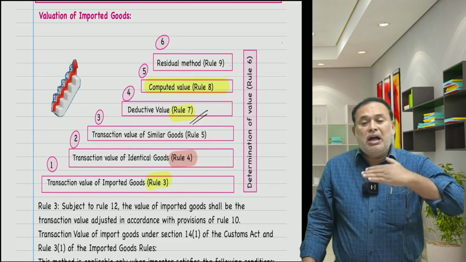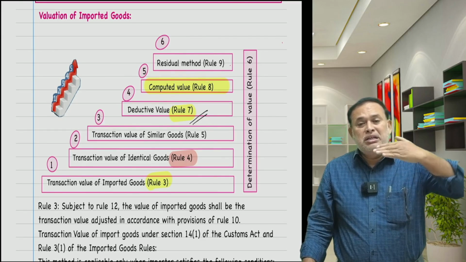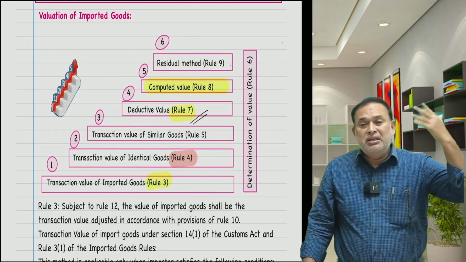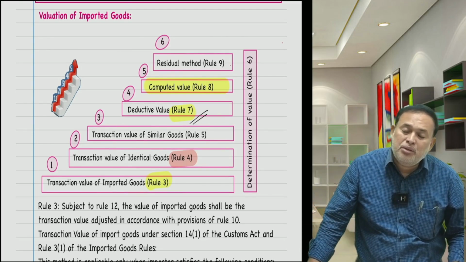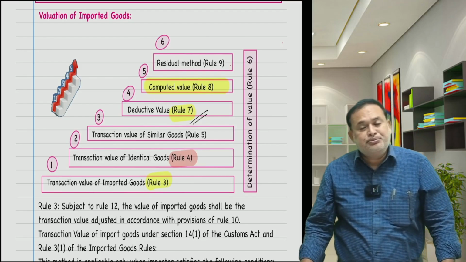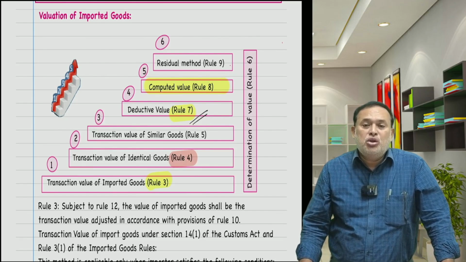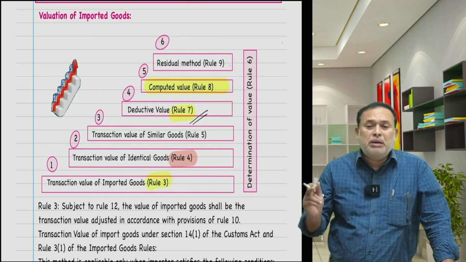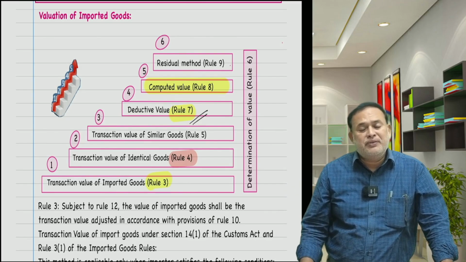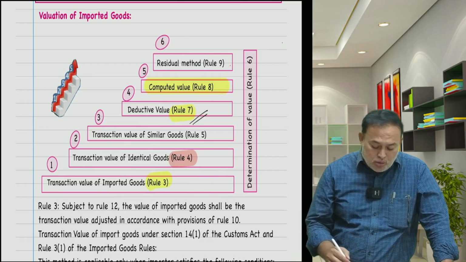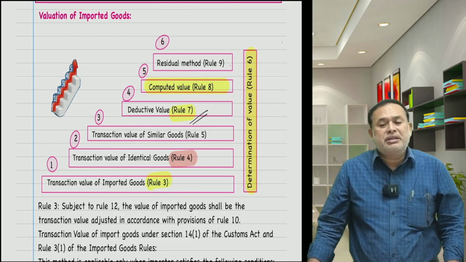If not identical goods, if not similar goods, if not deductive value, if not computed value, finally, then go to rule number 9, where the valuation will be done by the department using their best knowledge. Now the point here is, even under rule number 9, when the department arrives at the value, they will have to have a basis of valuation, for which definitely they will take the help of rule number 10.